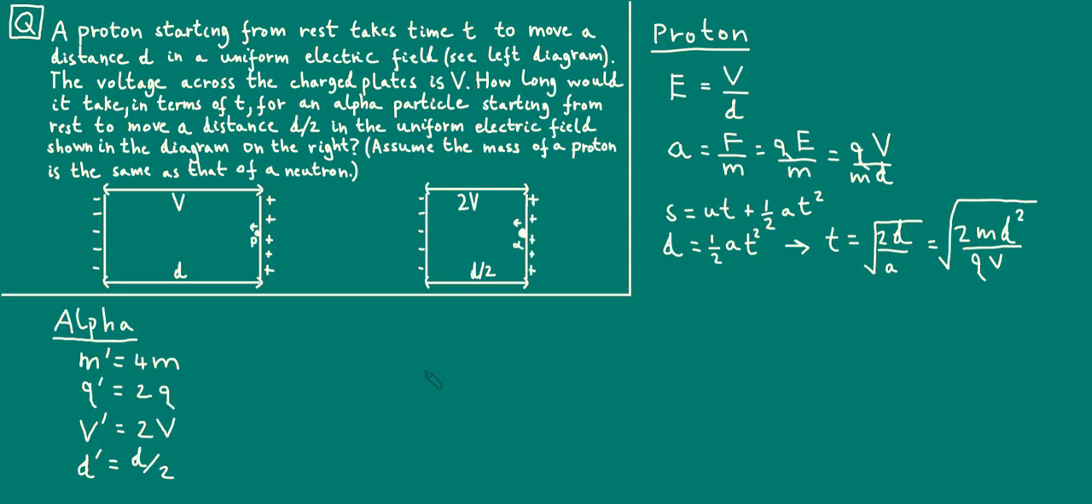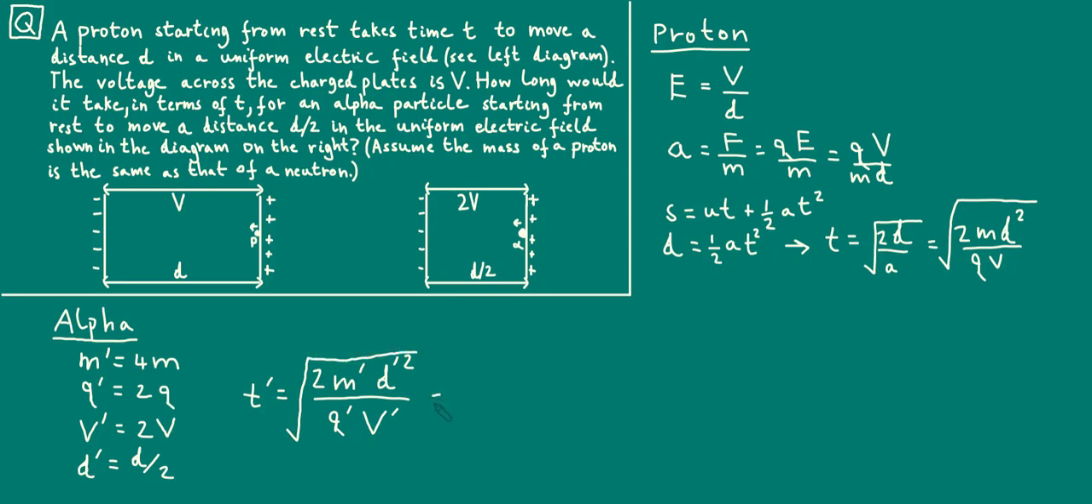So now to figure out the time that it takes the alpha particle to move all the way over to the left here, call it t prime, we just need to use this formula here that we figured out. This formula that tells us how the time depends on the variables in this problem. So t prime is just going to be given by 2 times the mass of the alpha particle, m prime, times the distance it travels, d prime squared, divided by the charge of the alpha particle, q prime, times the voltage that it travels across, v prime, all square rooted.